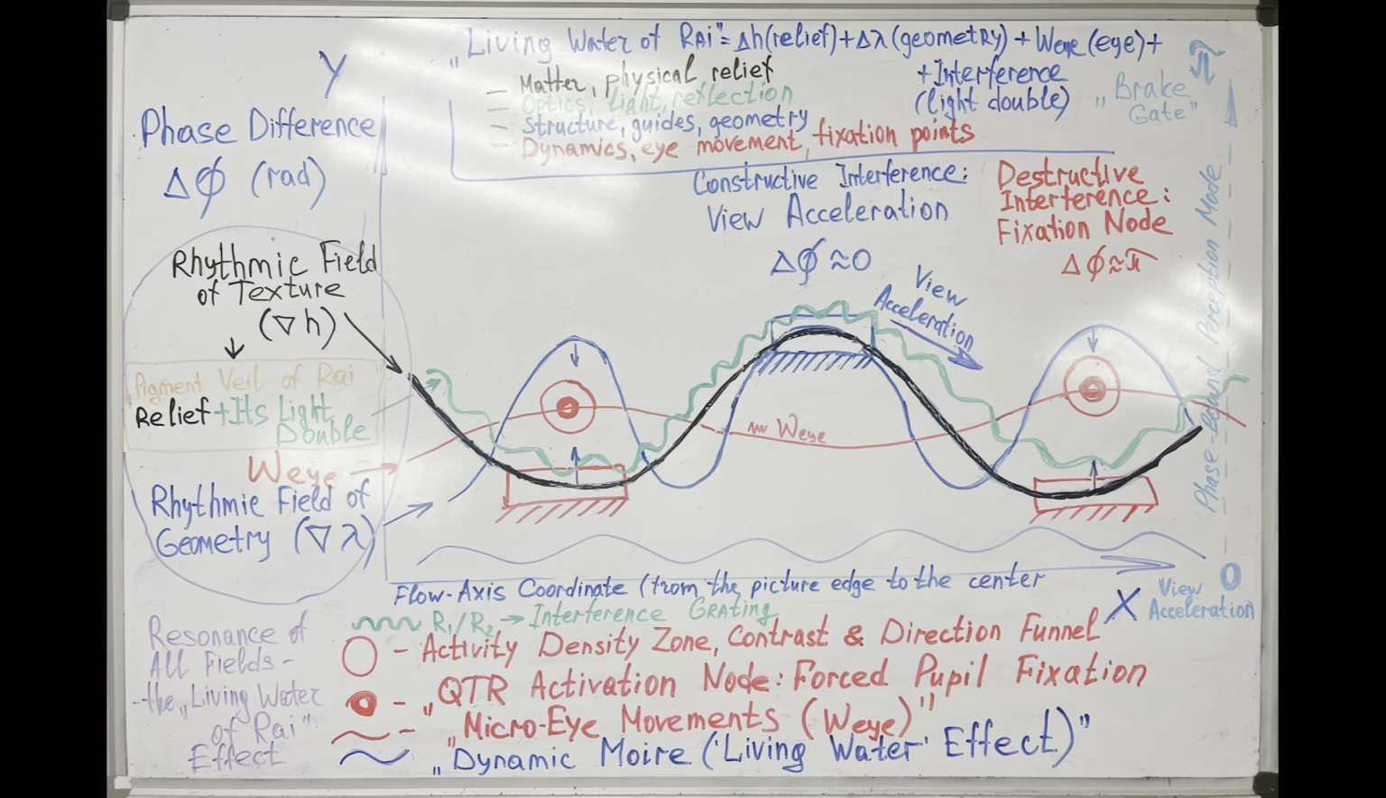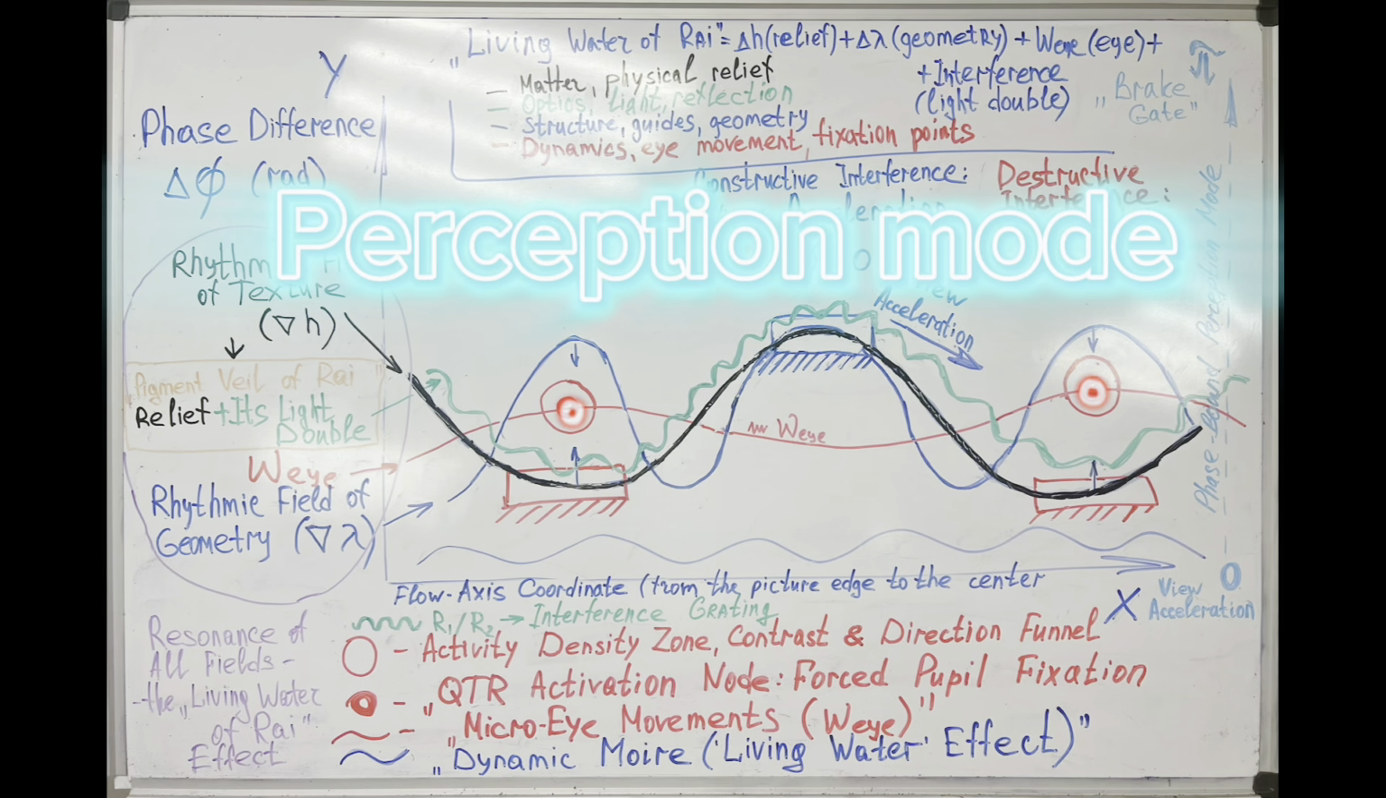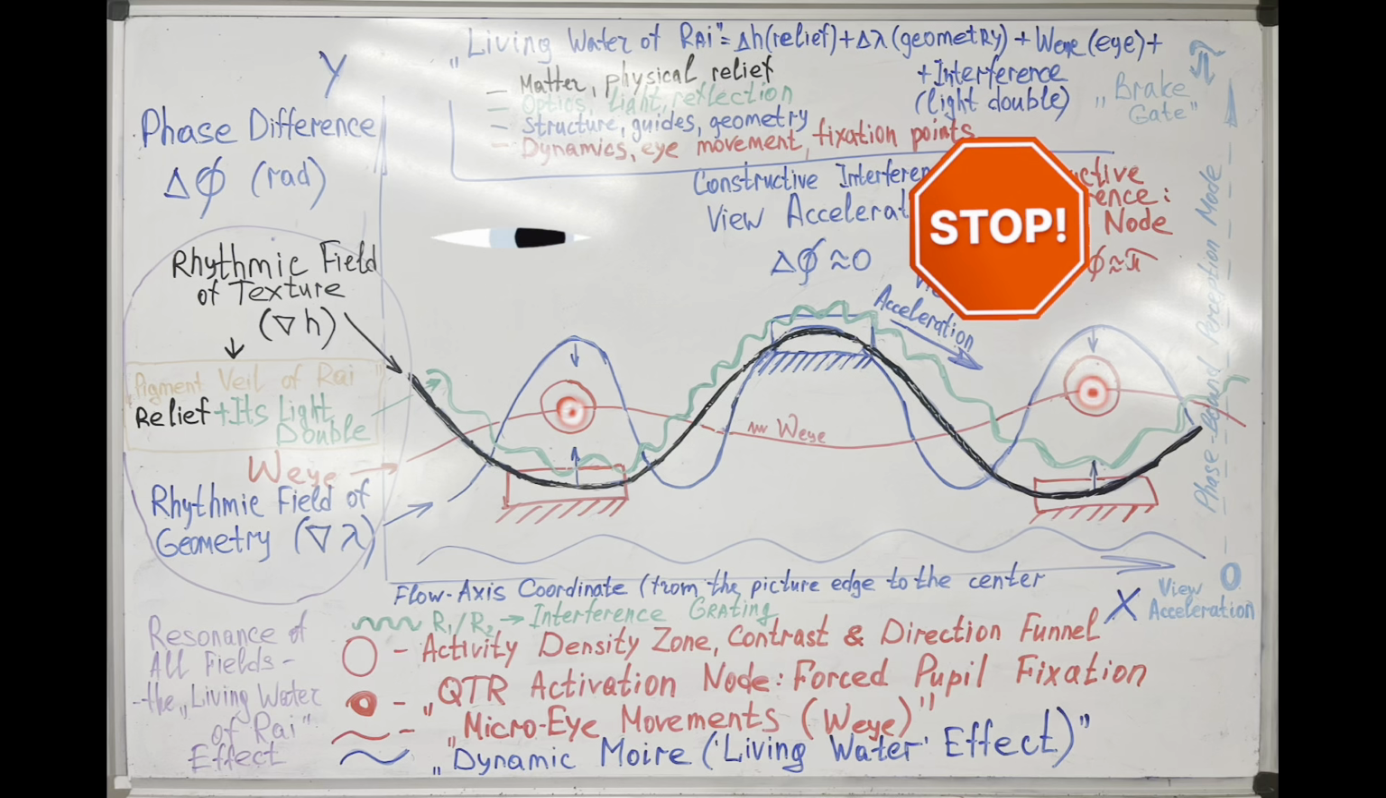After constructive interference, the gaze moves toward the next zone, the contrast and direction funnels. These areas are marked on the diagram with red circles. These are activity density zones. This is where the gaze is drawn after acceleration. At the center of such a funnel is the density peak, the QTR activation node, forced pupil fixation. The perception mode here equals pi, the break gate. The eye must stop and process the information.